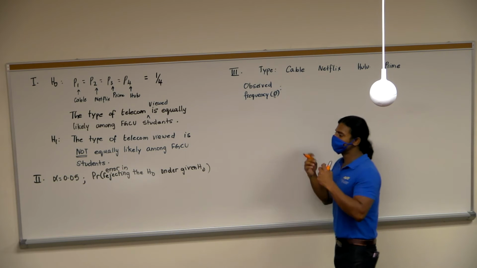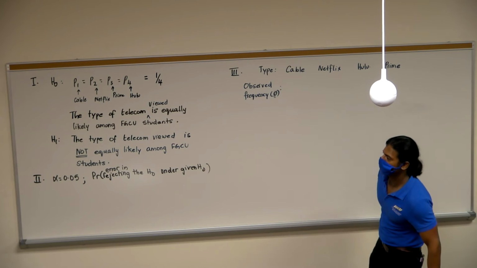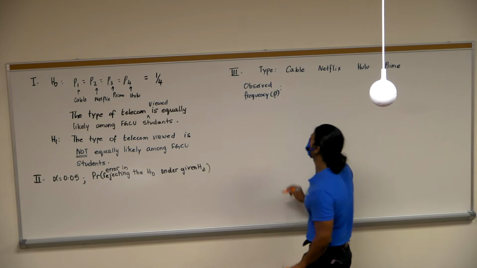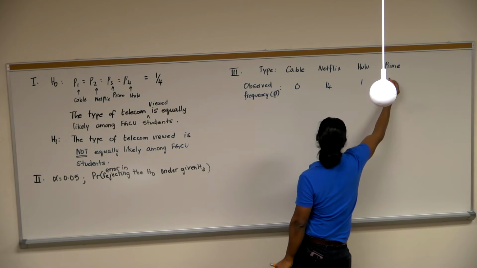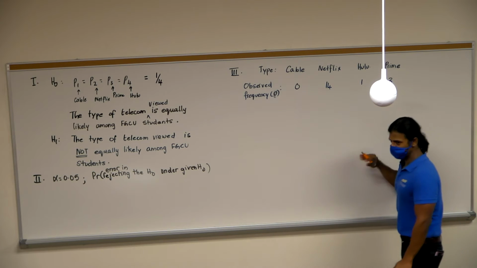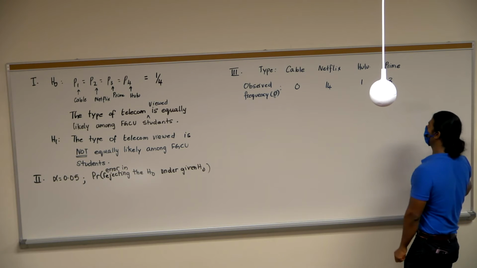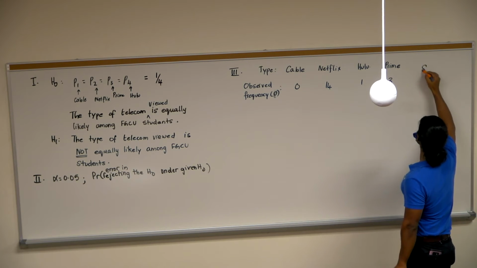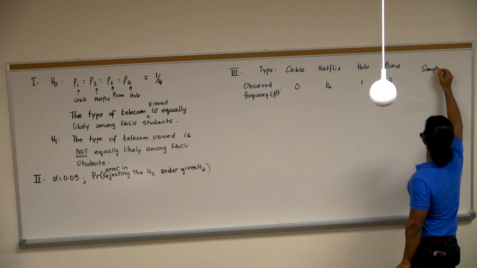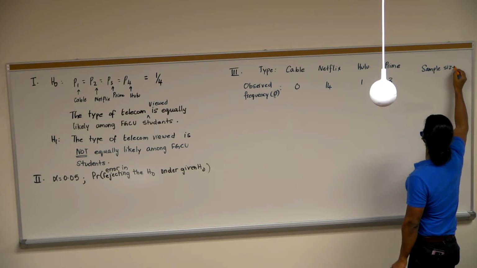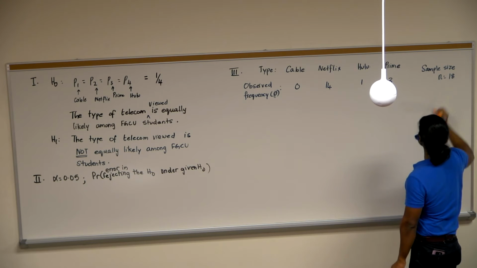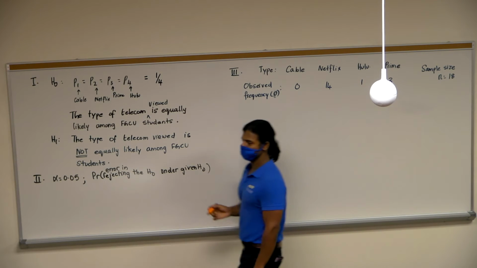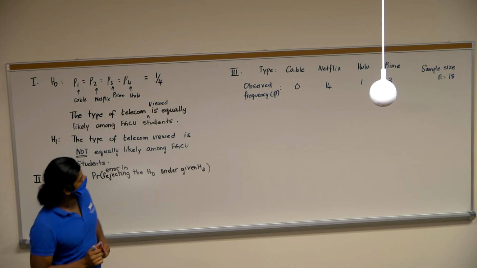So what we observed here would be the observed frequency. So we have 0, 14, 1, and 3. And based on the observations that we have, the sample size N is 18.